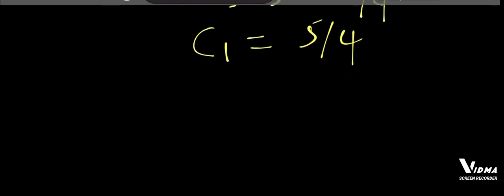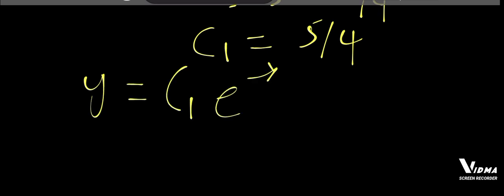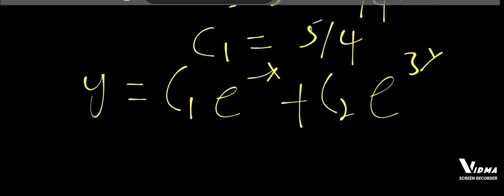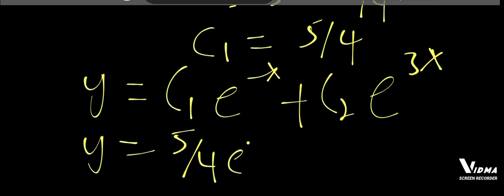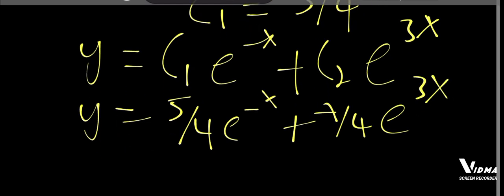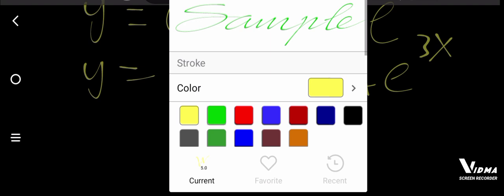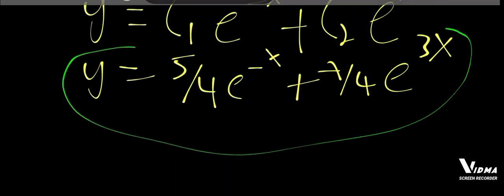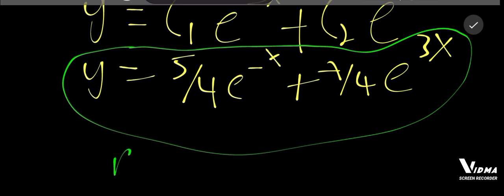So let's rewrite our general solution. Our general solution was y equal to c1e^(-x) plus c2e^(3x). And because of our initial conditions, we've been able to find the values of c1 and c2. So we will have y equal to 5 on 4 e^(-x) plus 7 on 4 e^(3x). Okay, and this right here is what we call our particular solution.